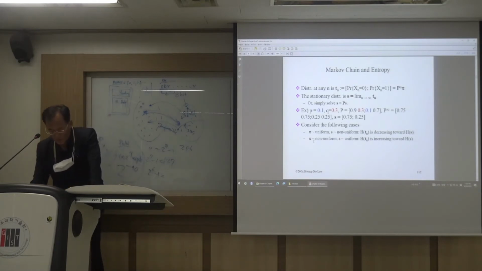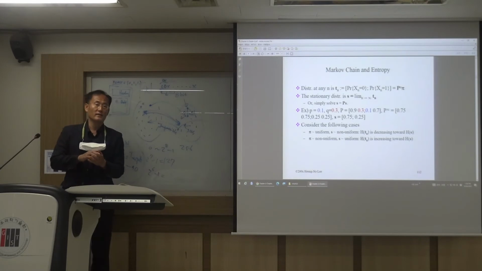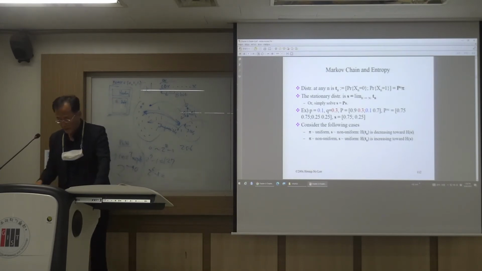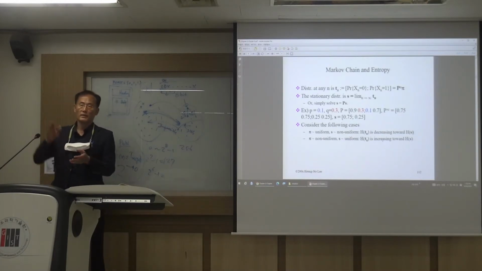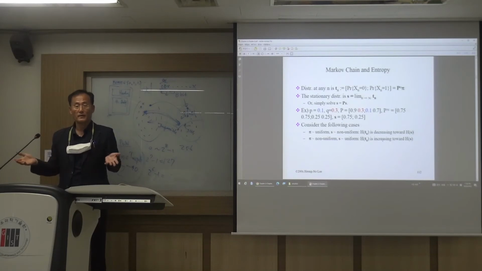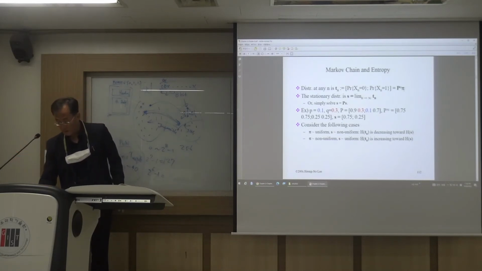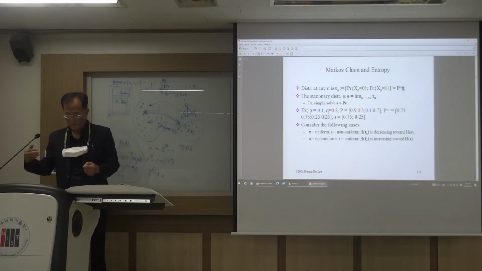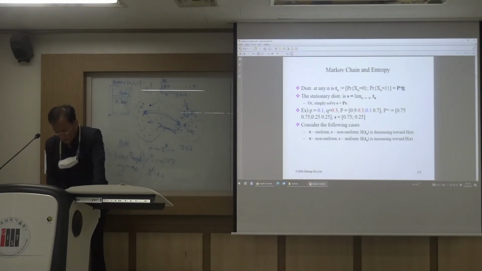And also you can design a non-uniform pi and a uniform S, and then in this case, entropy increases over time, okay? So using this, basically you can design a Markov chain where entropy increases or decreases based on your architecture, basically pi, S, and so on. I have a video about this, so if you need to brush up your Markov chain skills, you can take a look at the video.